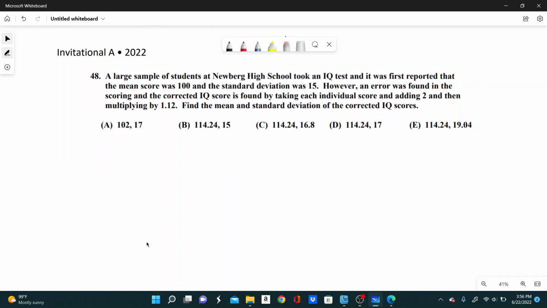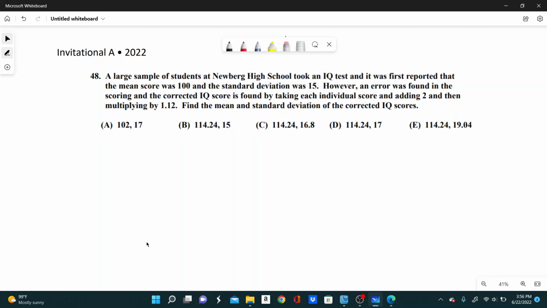Number 48. A large sample of students at Newburgh High School took an IQ test, and it was first reported that the mean score was 100 and the standard deviation was 15. However, an error was found in the scoring, and the corrected IQ score is found by taking each individual score and adding 2 and then multiplying it by 1.12. Find the mean and standard deviation of the corrected IQ scores.